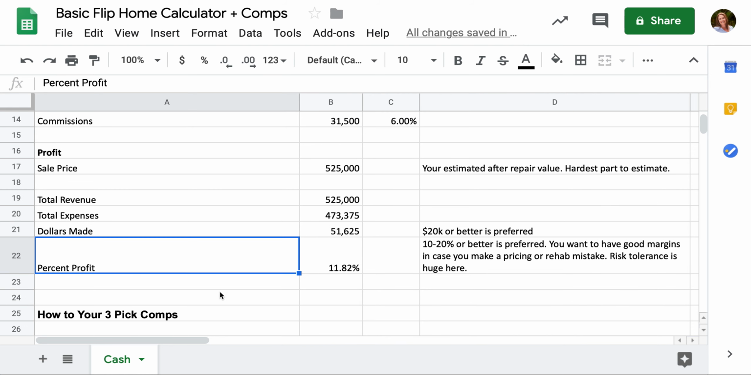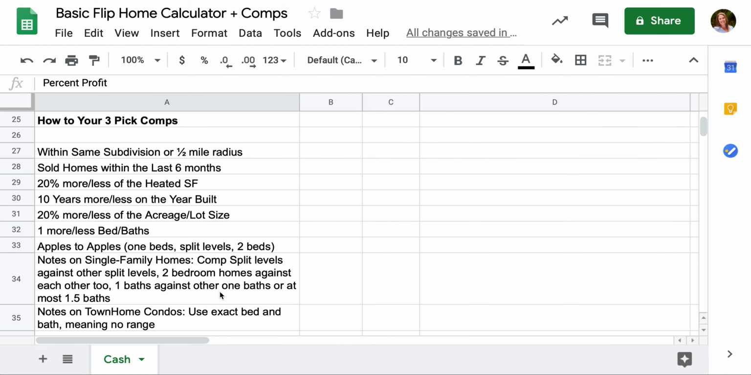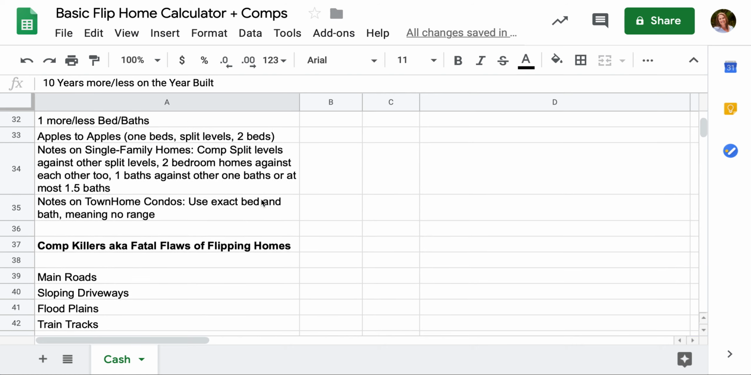A couple other things I want to point out: knowing how to comp properties or value homes is super important in this model, because not only do you need to know how much the property is worth as is before any renovations get done, you need to be able to learn how to comp the property after the repairs are done. So just some basic notes about how to pick comparable sales: homes that have sold within the last 6 months, within plus or minus 10 years built. So you can take a look at that.